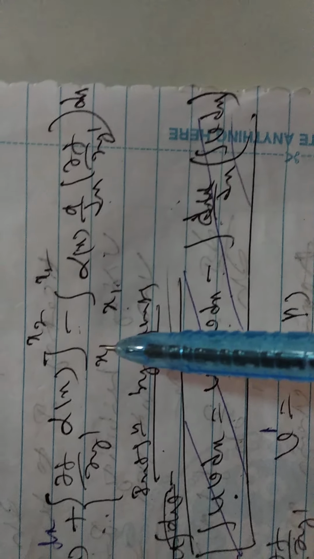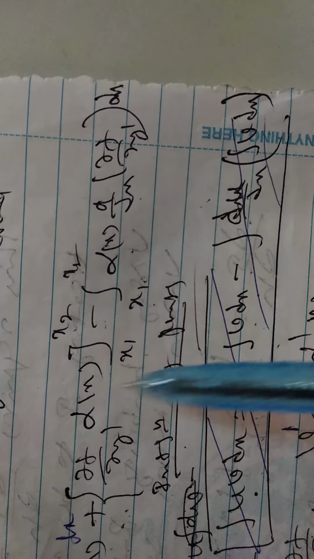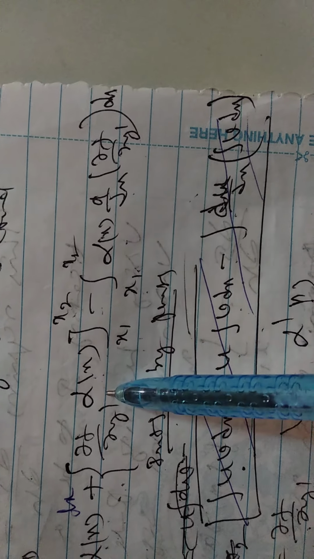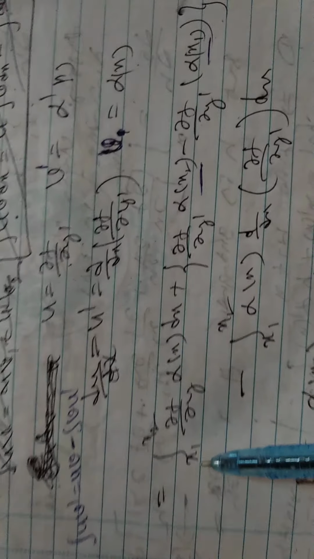So now you have to apply those limits. How to apply the limits? Upper limit minus lower limit. η(x) is there, so x is equal to x2. What do we get here? η(x2) for the upper limit, minus the lower limit. What do we get? η(x1). Now this term can be written as the same equation.